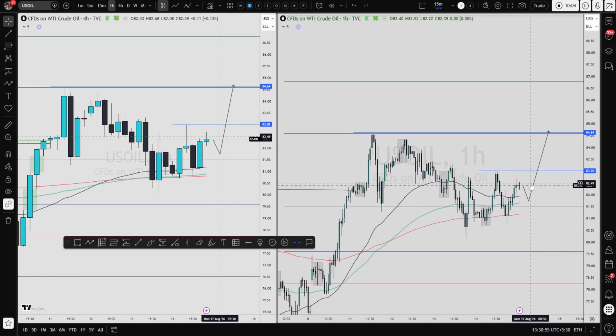I'm just looking for longs. I'm going to look for longs in US oil in intraday time frames based on this scenario. But if the context changes, I will revisit the context after tomorrow's closing.